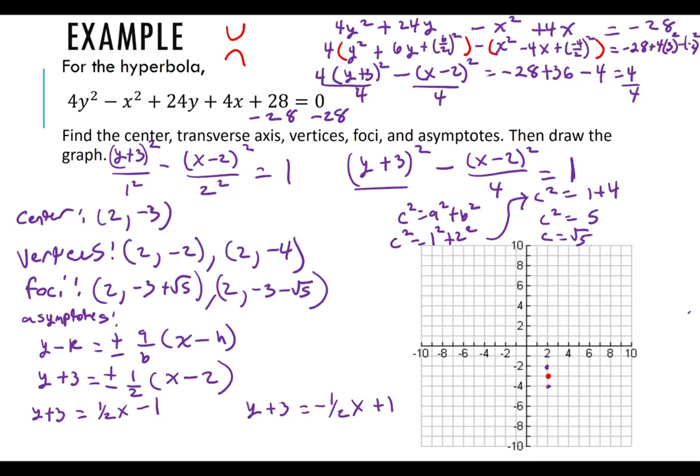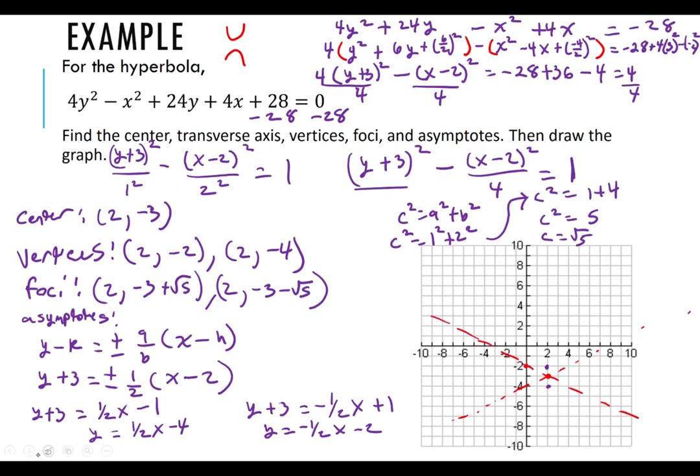I can subtract 3 from both sides and I can get y is equal to 1/2 x minus 4. And y is equal to -1/2 x minus 2. And so those are my asymptotes. If I want my graph to be accurate, I can sketch that -4 and then go up 1 and right 2. One asymptote. The other one crosses at -2 in the center.